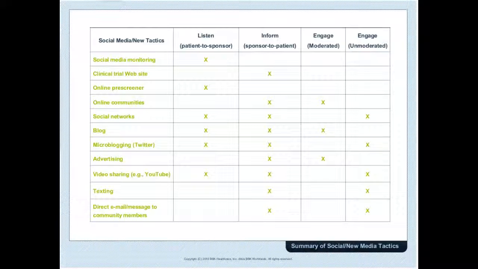Now, at the most engaged end, we have social media networks. We have blogs and microblogs like Twitter, video sharing like YouTube, where the creator can listen to its members, begin to deliver messages to them, and also engage in either a moderated or unmoderated conversation with some or all of its community members. Now, tactics such as texting and direct email to community members allow for delivering messages, and they also allow for receiving replies directly to the creator and not the entire community.